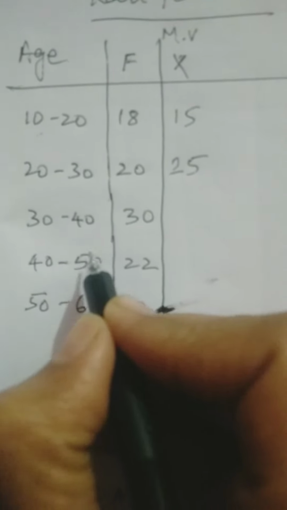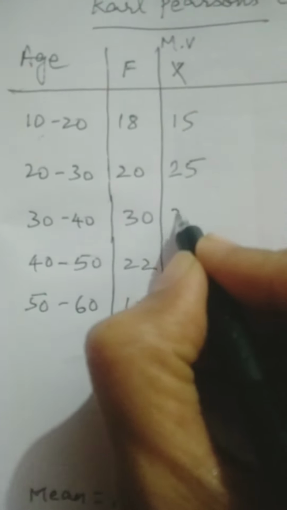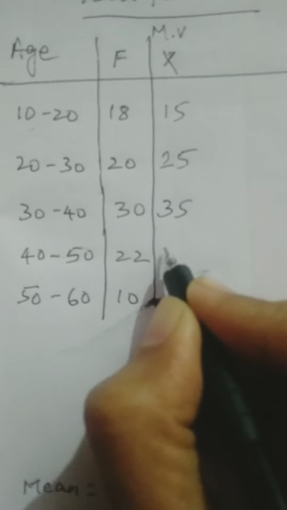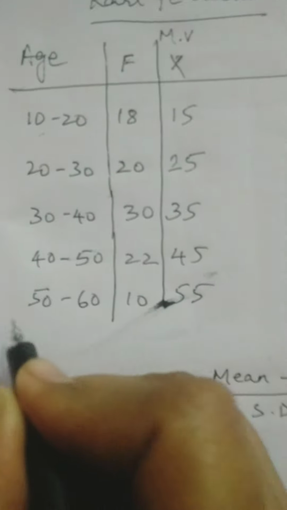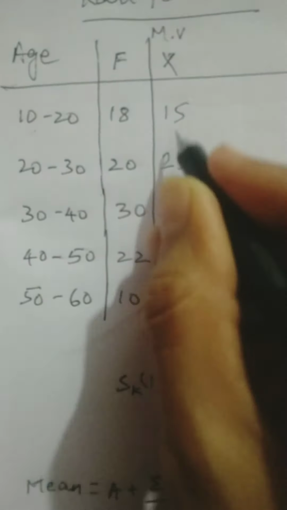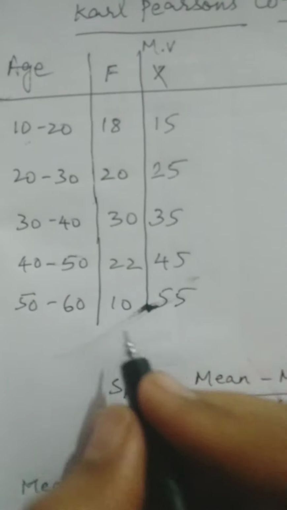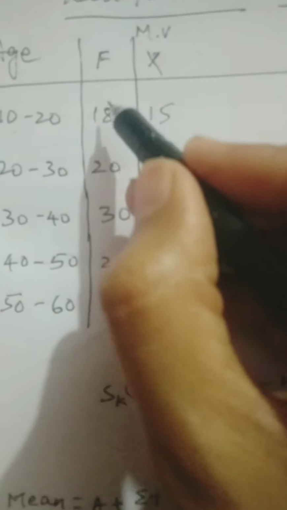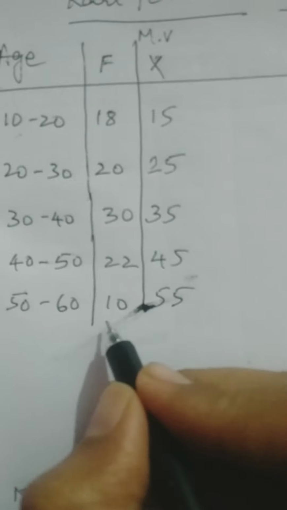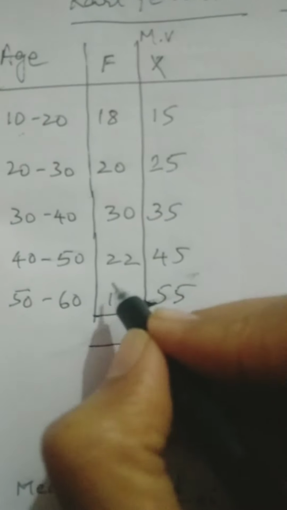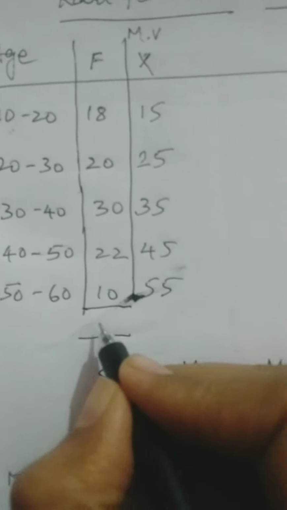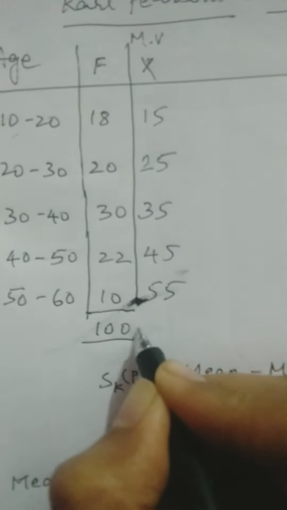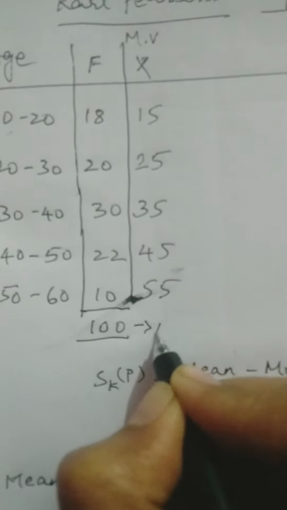30 plus 40 is 70. 70 divided by 2 is 35. Then 45, then 55. When you add these two and divide by 2, you will get these values. All the two you add. And if I add this frequency f, the addition of this is 10 plus 22 plus 30 plus 20 plus 18, which is 100. So, we will denote it as n, capital N.